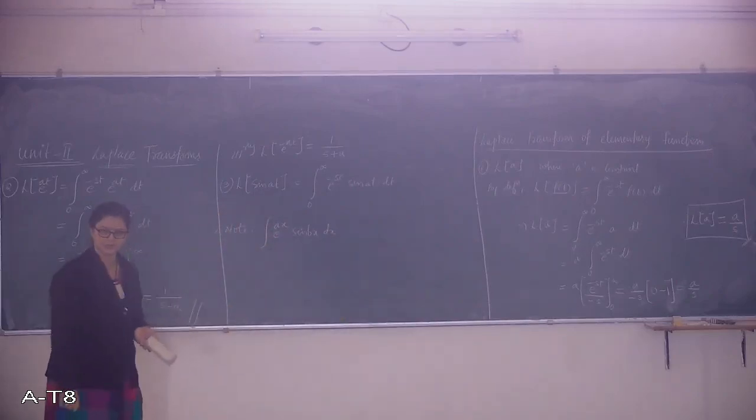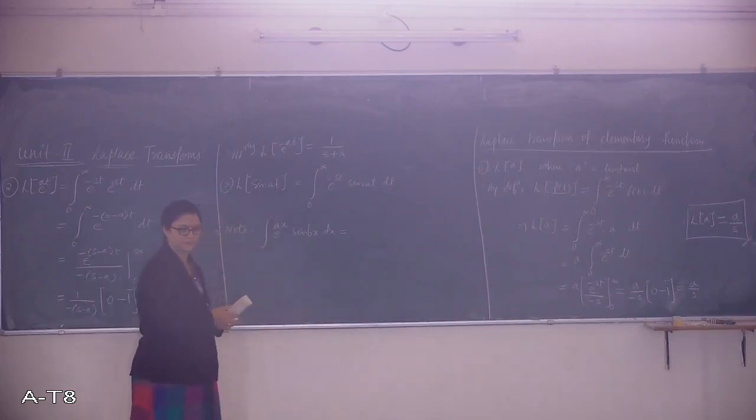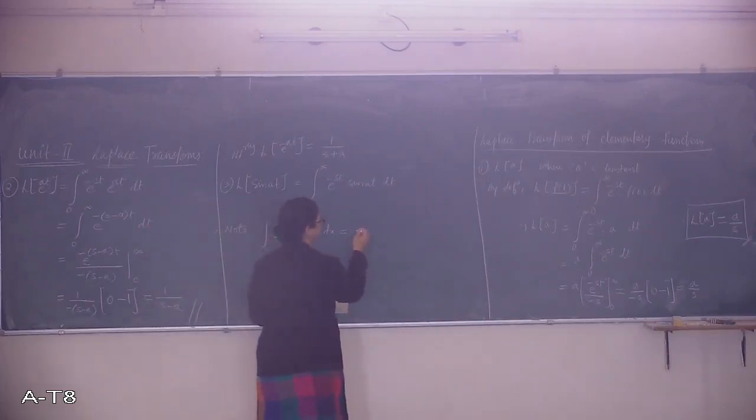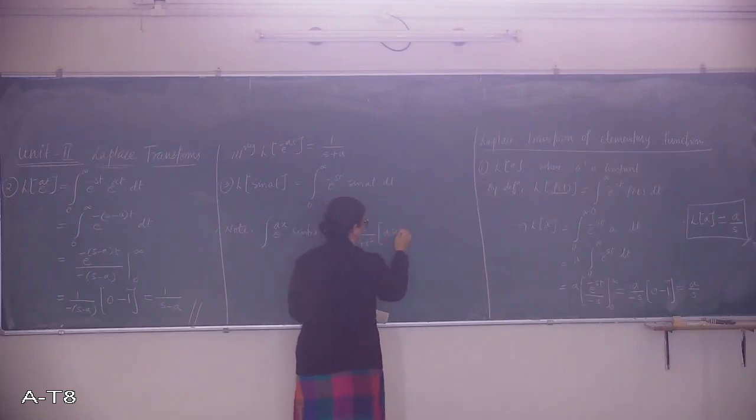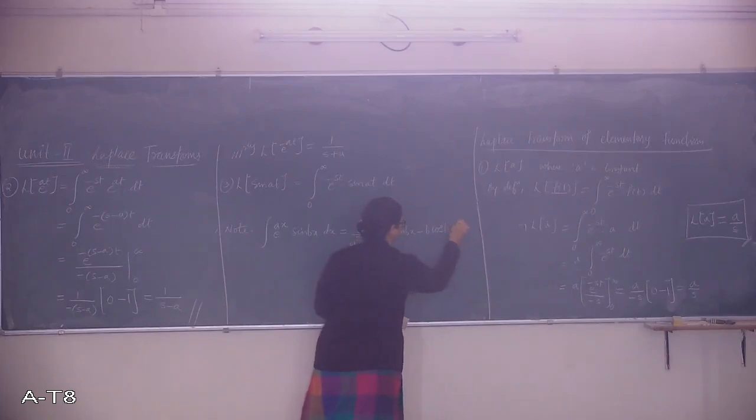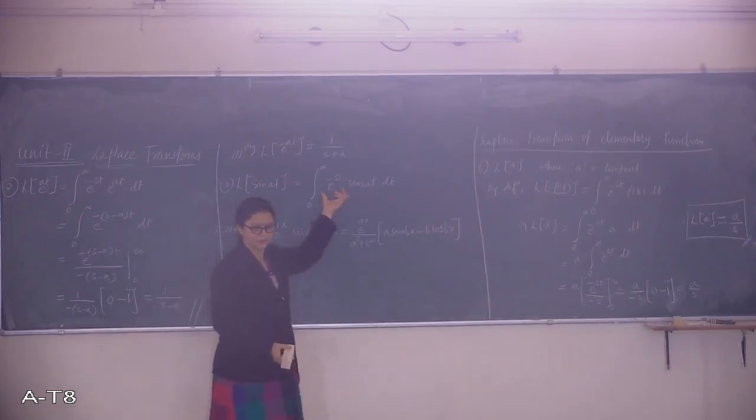This is defined as e to the power ax upon a square plus b square, into the bracket a into sine bx minus b into cos of bx. So we have this standard formula, and making use of this, we can integrate this integrand.